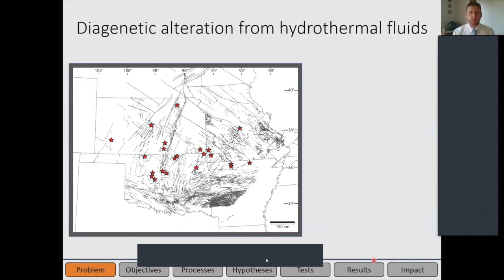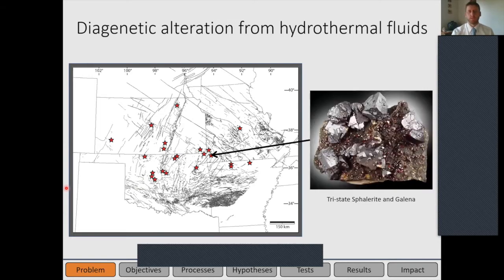And so where do we see it? Well, all of these red stars that you see on this figure here are places in the literature where we have documented evidence of hydrothermal mineralization, so minerals precipitating from hot fluids. Let's take a look at a couple of them. Here in the tri-state area, and Sahar just talked a little bit about this, there's quite a bit of mining operations, and the pay dirt for those mines is sphalerite and galena. These are hydrothermal minerals that came in with these hot fluids.